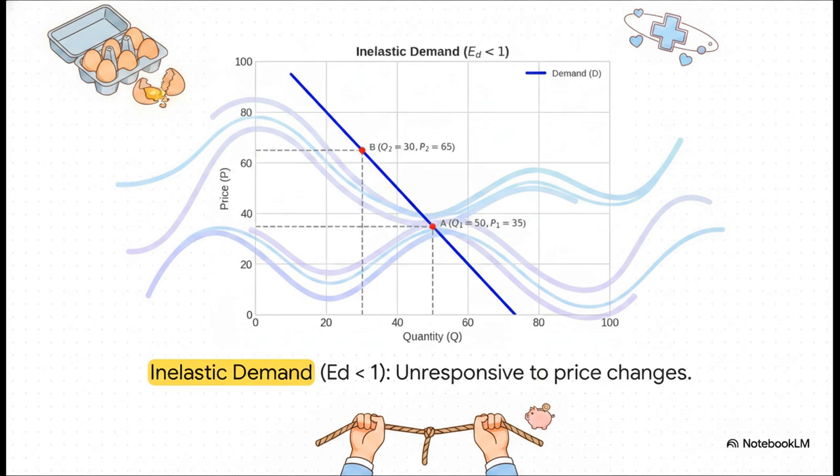Stepping away from the absolute extremes, take a look at this steep downward curve. This represents inelastic demand, where the value is less than 1. Consumers are relatively unresponsive to price adjustments here. Notice how a massive 85.7% price surge from $35 up to $65 only causes a 40% drop in quantity. We see this all the time with daily necessities. For instance, eggs have an elasticity of 0.1, and healthcare sits around 0.2. Even if the price jumps, you simply can't cut back significantly on those essentials.